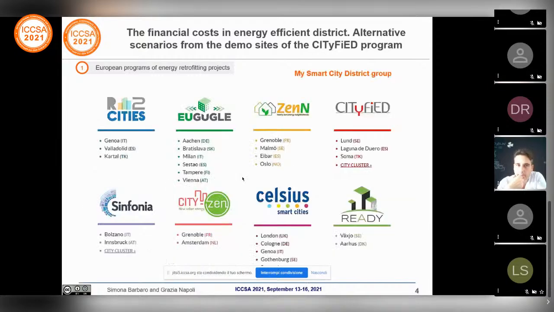The European Union has recently launched the European Green Deal, but has previously funded several programs to try to share experience and facilitate large-scale replication of urban energy efficient interventions. Among these programs is the My Smart City District group. So these 8 programs represent an important source of data and knowledge.